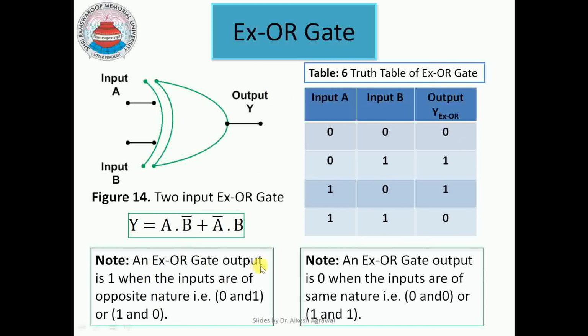That is, an XOR gate output is 1 when inputs are of opposite nature, that is 0 and 1 or 1 and 0, and an XOR gate output is low when the inputs are of the same nature, that is 0 0 or 1 1. So you have to remember this: in an XOR gate, if we are getting a high output it means the inputs are different, and if we are getting a low output it means the inputs are the same.